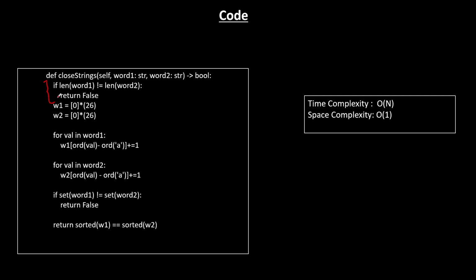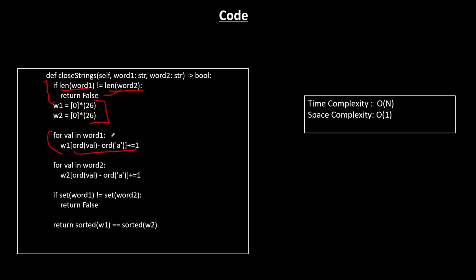This is the first criteria which we do. We check the length of word one and the length of word two. If they are not equal, we return false. Then we create these two 26 size word one and word two alphabetic character arrays to store the frequencies. We loop through word one and we just subtract.